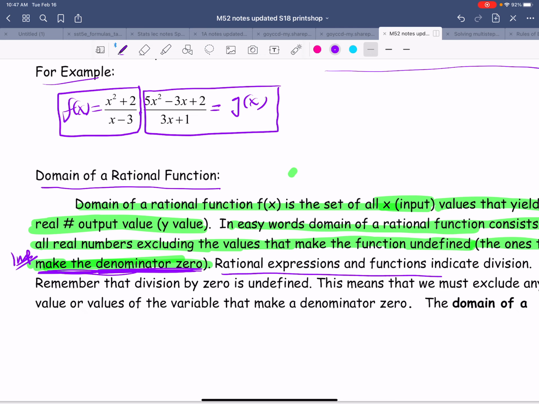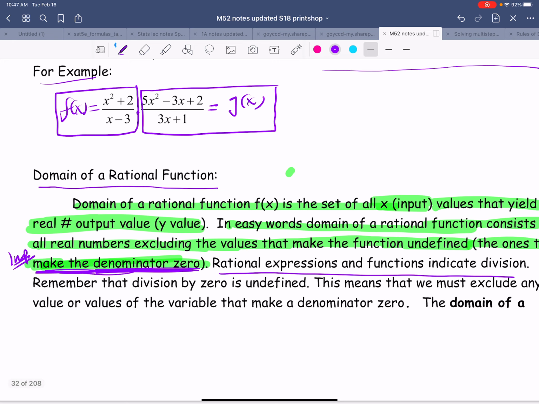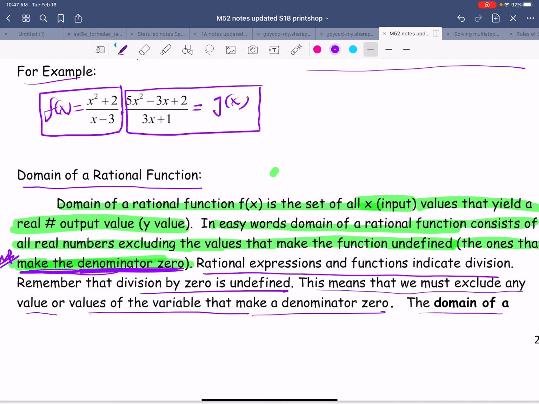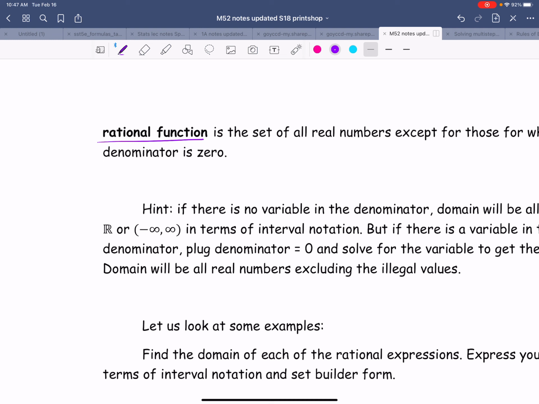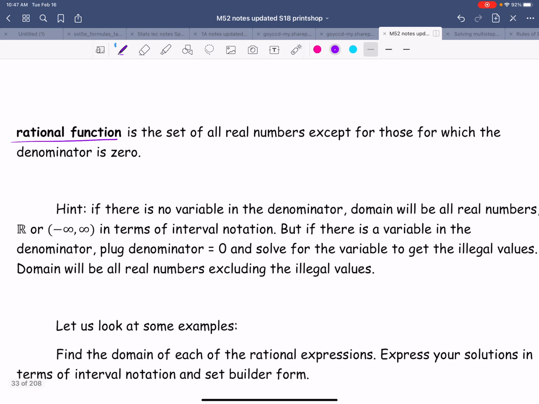Rational expressions and functions indicate division. Remember, division by 0 is undefined. This means that we must exclude any value or values of the variable that make the denominator 0. The domain of a rational function is the set of all real numbers. Remember, say it with me: the domain of a rational function is the set of all real numbers except for those which make the denominator 0.